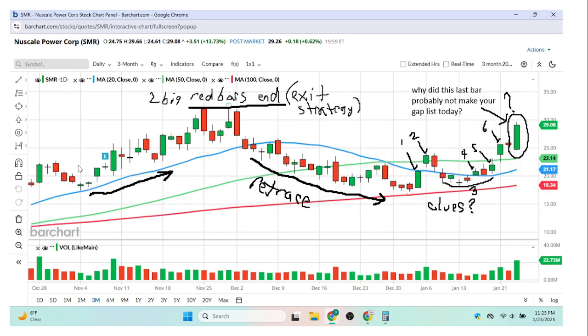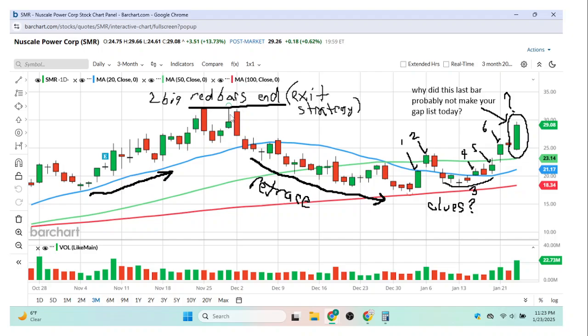Now, this is just in a smaller time frame. This is a daily chart over a 3-month period. This is just that big move up from the weekly chart, and then we get these two big red bars. So in my mind, that's probably the end of that big move. These two large bars, right? Those to me are significant.